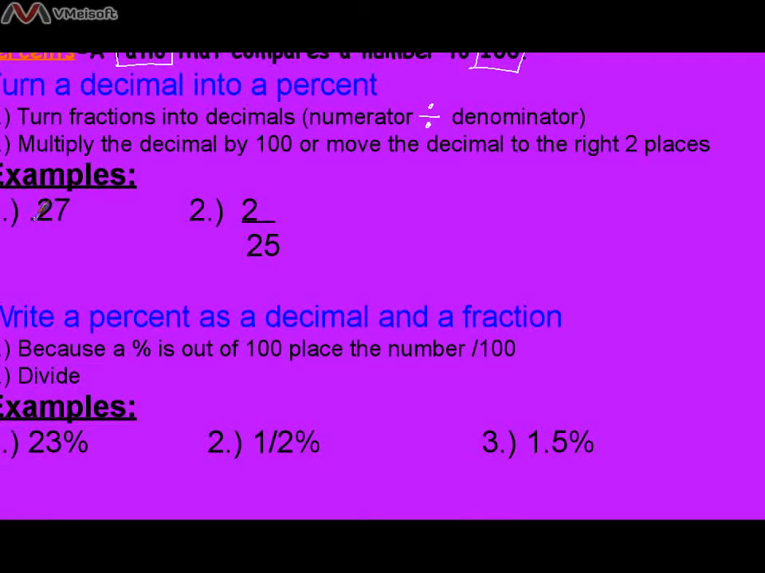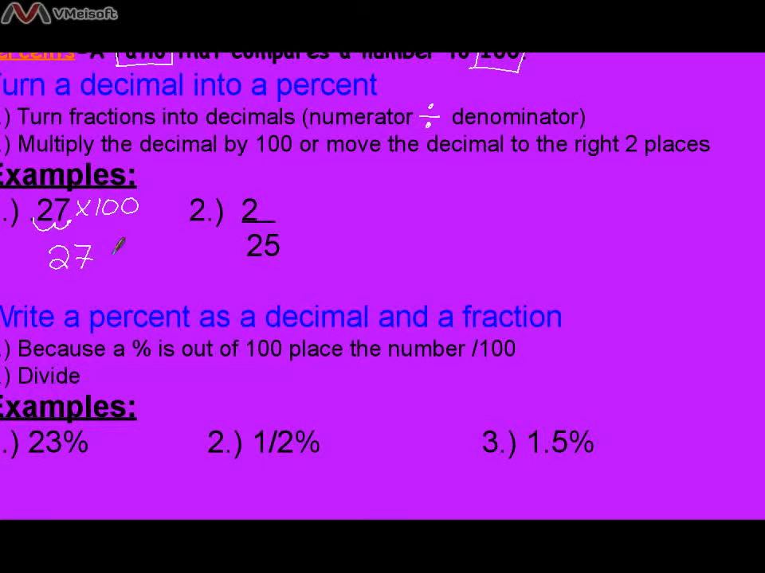So for here, we already have a decimal for number 1, so now we just need to multiply the decimal by 100, and when you multiply it by 100, you move the decimal place 2 places to the right, and you get 27%.